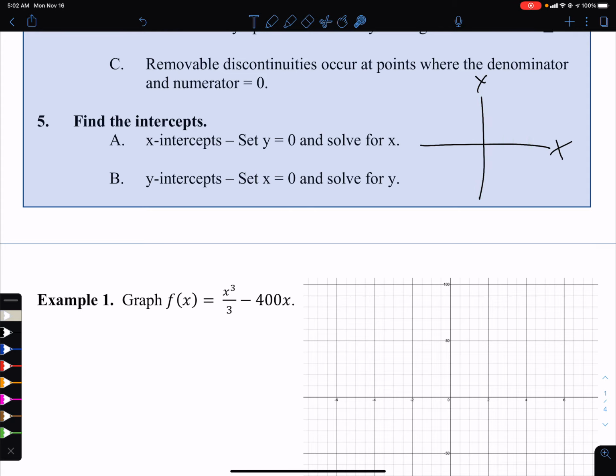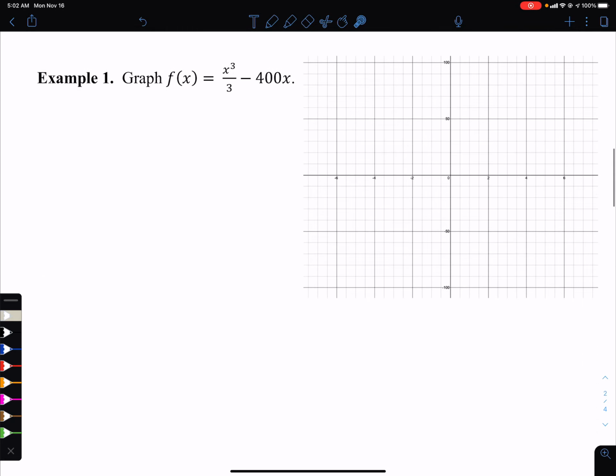So simple as that. All right, we have 3 examples. These might get a little ugly, but we're just going to do it. So going through our steps, the domain: this is a polynomial, so it's going to be all real numbers for the domain. All real numbers, so it's going to go forever left and right. No weird things going on here.